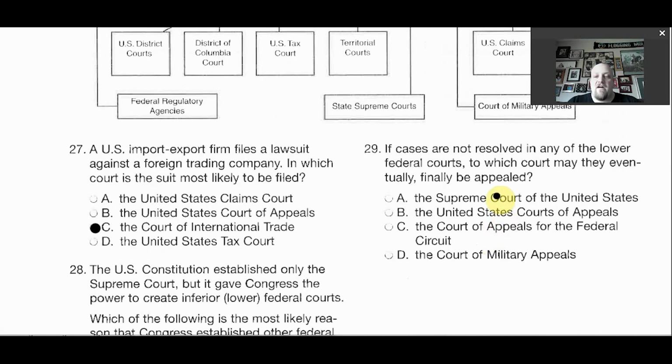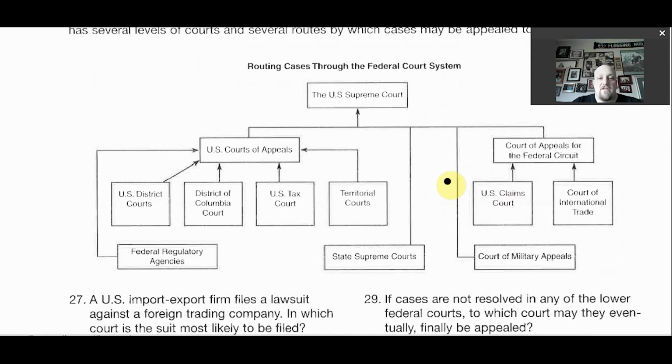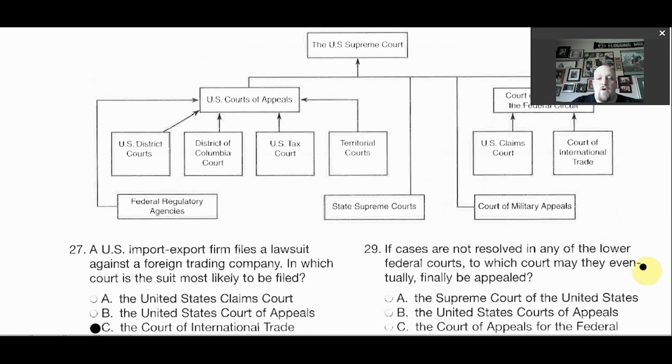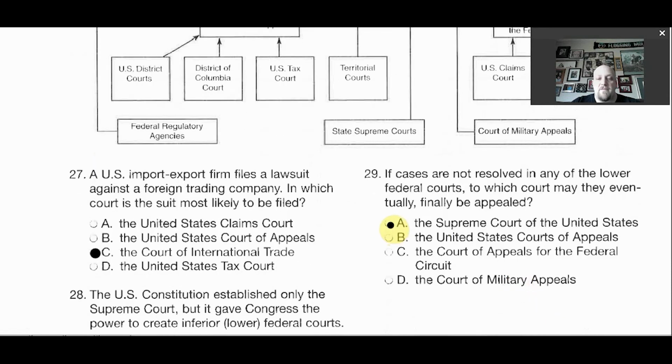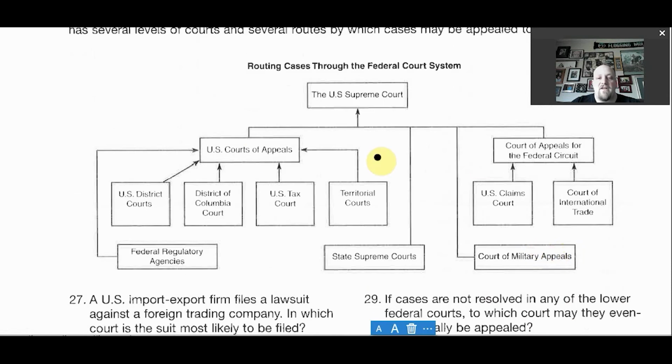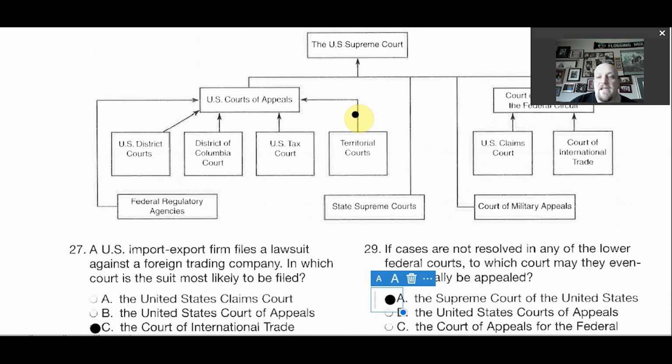So if cases are not resolved in any of the lower courts, so any of these lower courts right here, to which court may they be eventually finally appealed? That one's going to be the Supreme Court. Like I said, if you've exhausted all these other courts, you go to the Supreme Court, the court of last resort, and they will decide definitively on the answer.